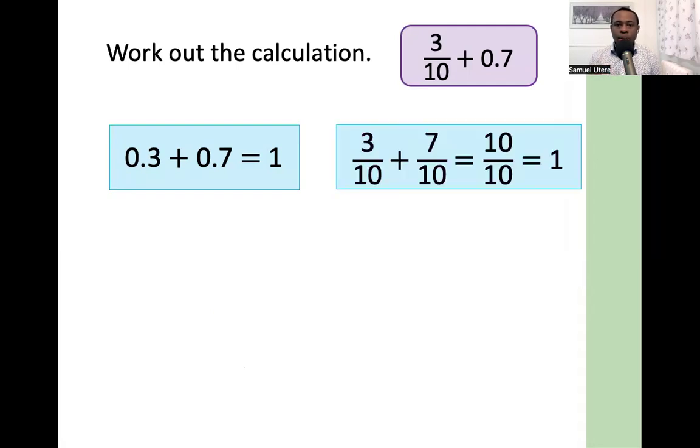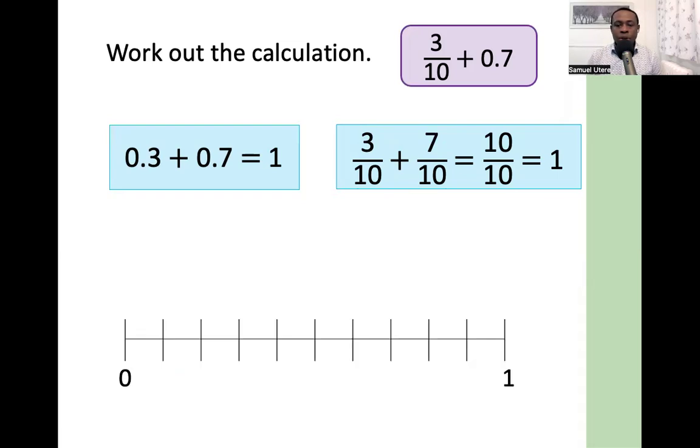We can also do it like this. We can convert 0.7 to 7/10. So you can see how our knowledge of equivalence is becoming useful. And then because the denominators are the same, we can simply add the numerators, which is 10 over 10, which is 1.